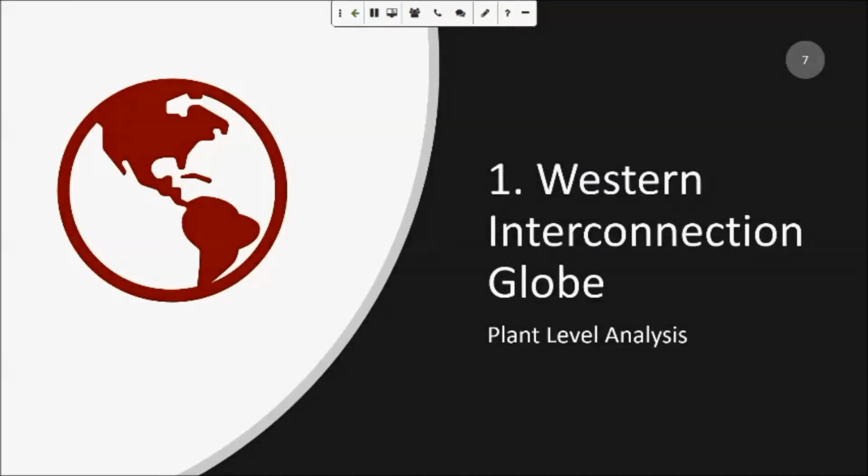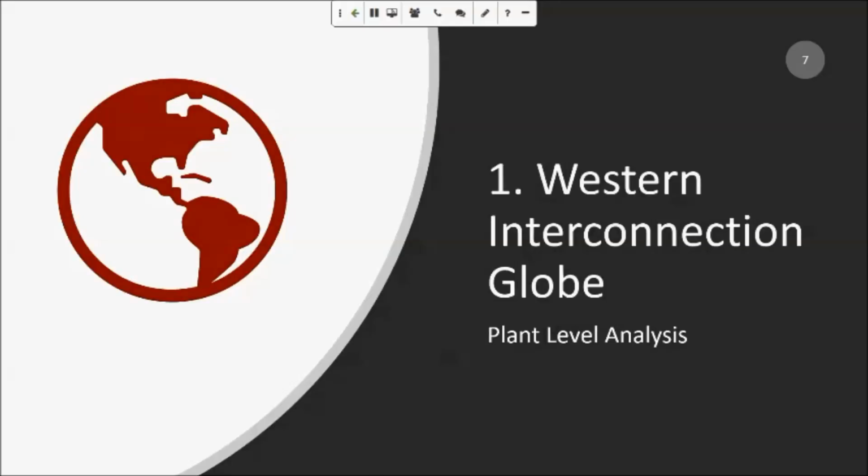Now that the background's out of the way, this brings us to the first of our three tools, the plant level analysis tool, or what I call the Western Interconnection Globe. After this, we'll get into unit level tools and lastly the state level analysis. We see this globe that we've developed as an entry point to our other analysis tools, and it gives us a place to display our state level analysis as well as a jumping off point to ask more questions about the individual units in a power plant.